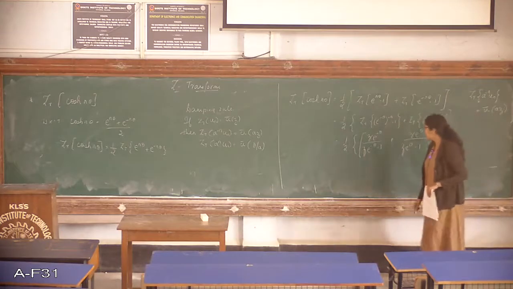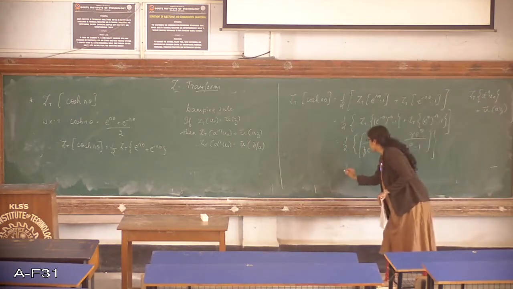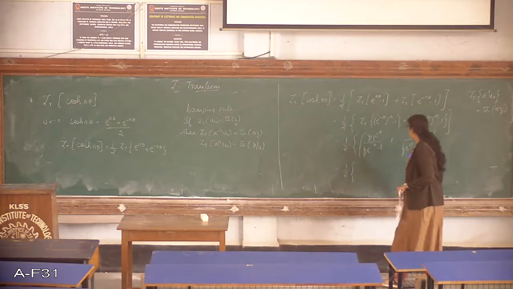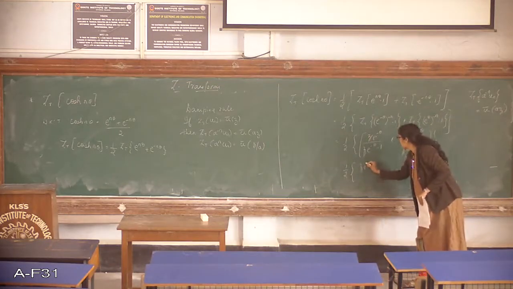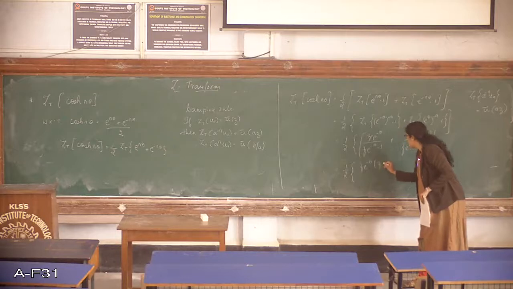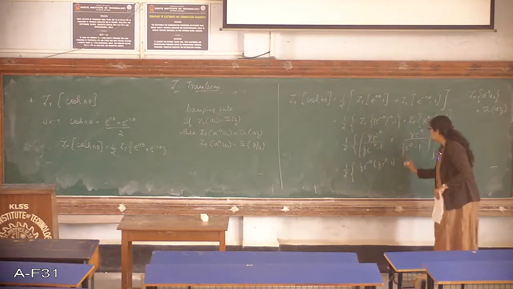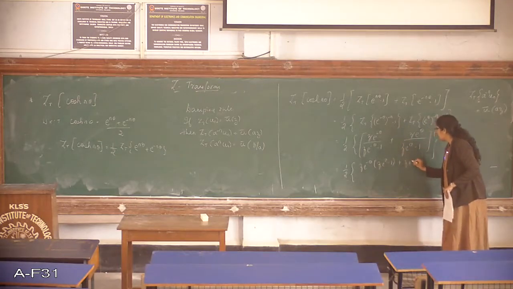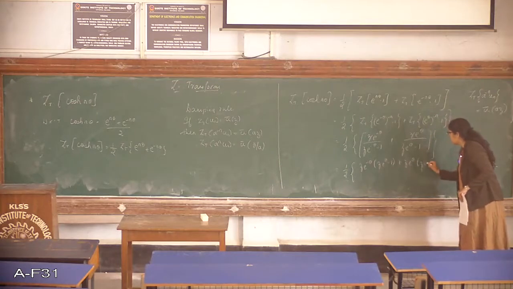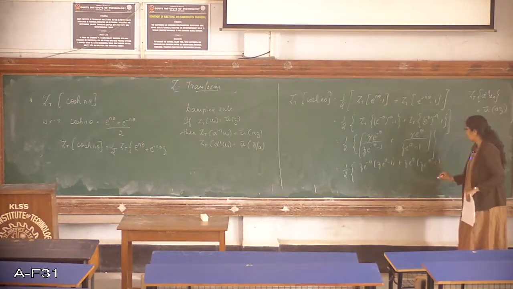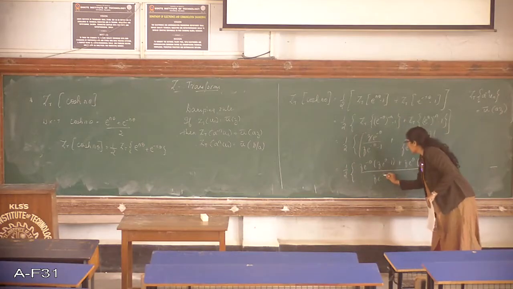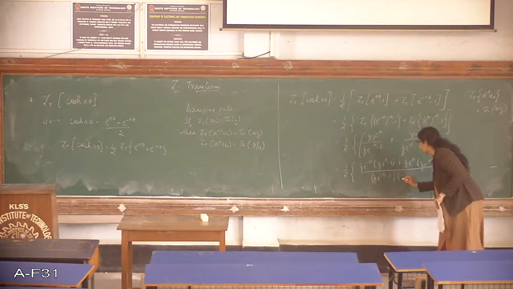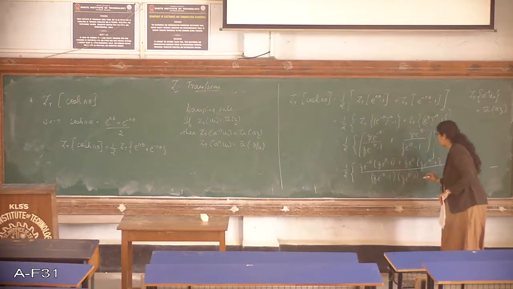Now the next step is to simplify this. That will be half times, now I'll go for simplifying this, that is z e raised to minus theta times z e raised to theta minus 1, plus z e raised to theta times z e raised to minus theta minus 1, whole divided by z e raised to minus theta minus 1 into z e raised to theta minus 1.